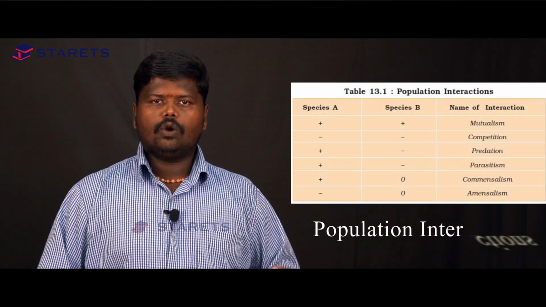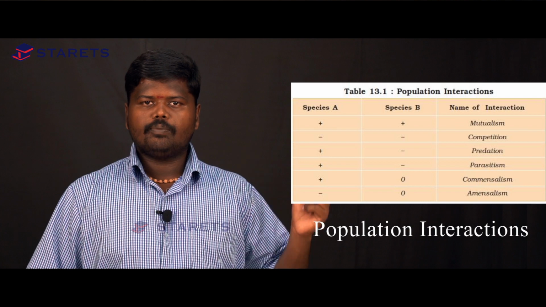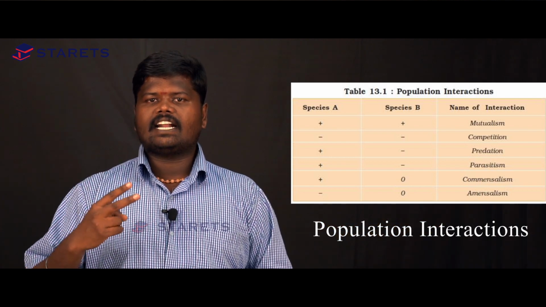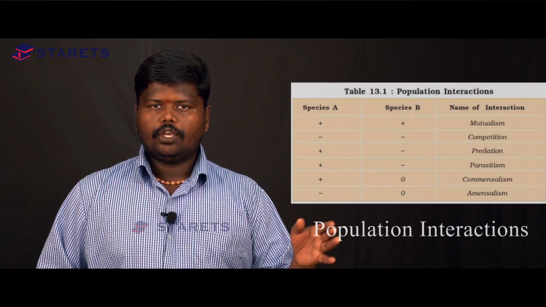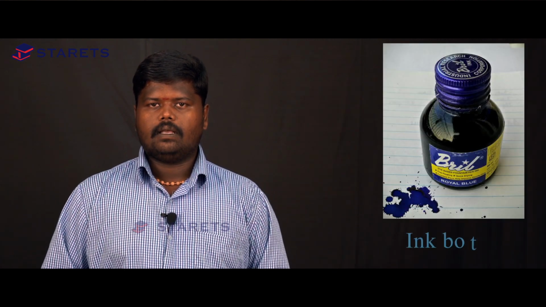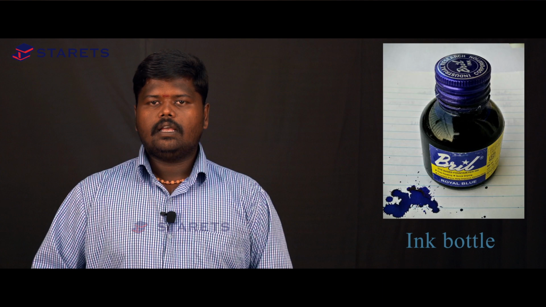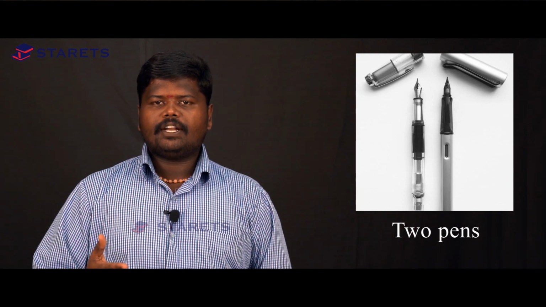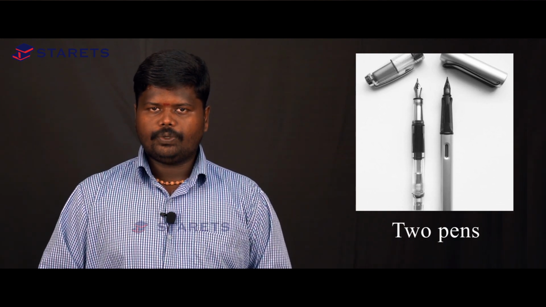Okay, fine. Let us start with the first example, that is plus plus. Look at this table, you can understand. Mutualism, plus plus. What does it indicate? I will give an analogous example. Imagine your friend has an ink bottle, but she doesn't have any pen. But you have two pens. With an empty pen, you can't do anything. What should you do? You should offer her a pen and collect some ink. So this is called a mutualistic relationship.